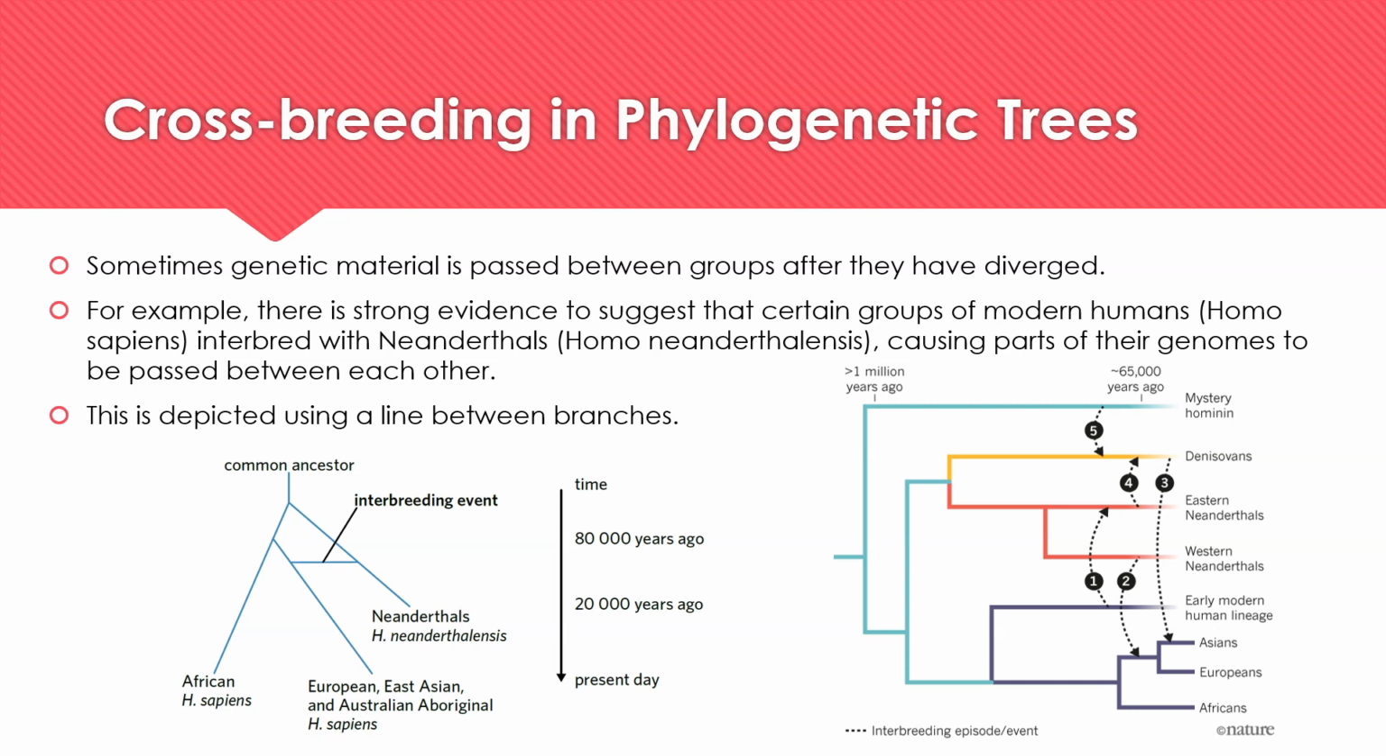But if you do have interbreeding events, and this could occur before a point where full speciation has occurred, you draw that with a line across those branches to indicate an interbreeding event. So you can see here we've got two diagrams, and they're both really representing the same information. They're just doing it in different ways. And so you can have a look at those and how they've gone about doing that.